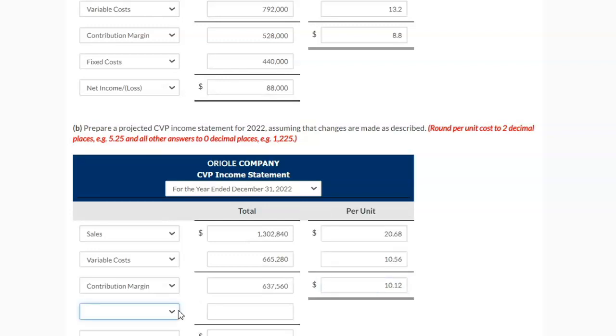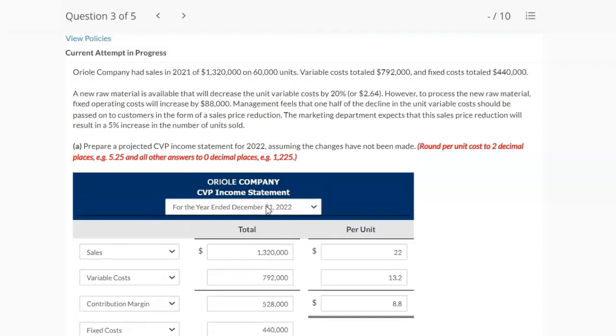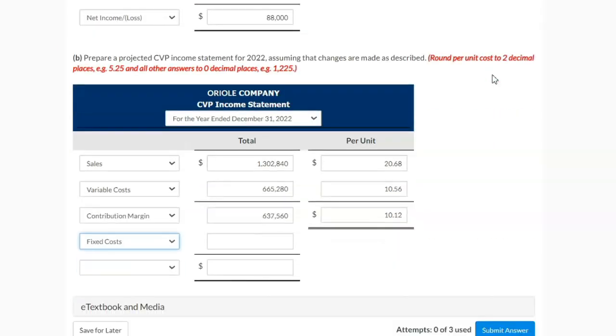Good. Now, has the fixed cost changed? No, the fixed cost is the same. Okay, there you go. Right, now the profit has changed. 4637, 560 minus 440. Right.